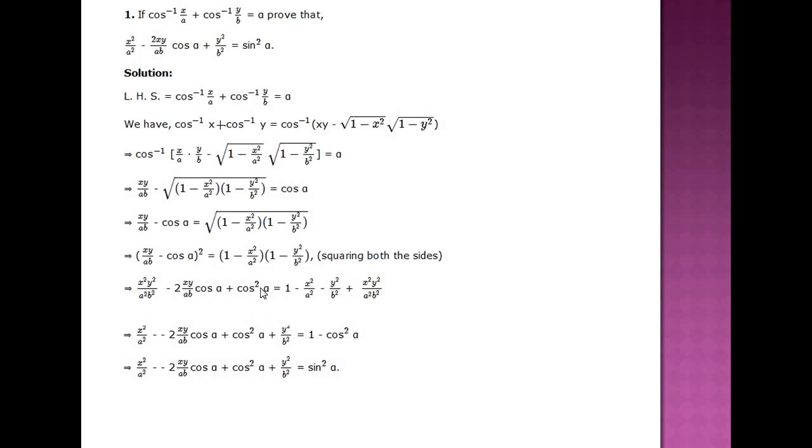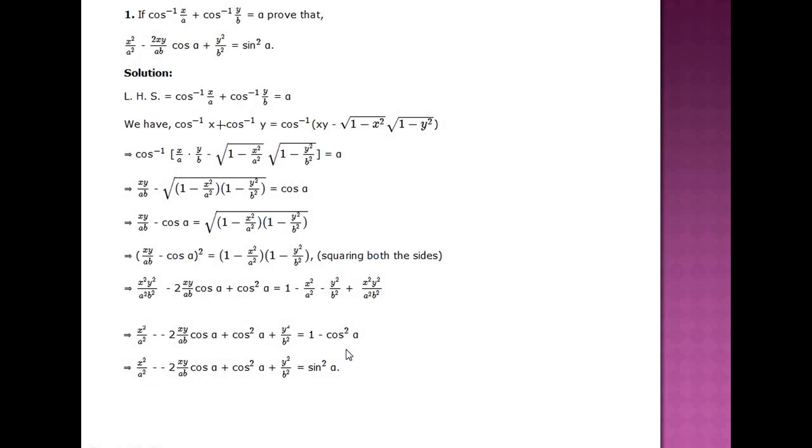On solving further, you can shift this cos square a to that side, so that becomes 1 minus cos square a. Whatever you can simplify, you can simplify further. You will see that this stuff, x square y square over a square b square, will get cancelled. And in order to get sin square, it is very important that I transform this cos square a to that side. So 1 minus cos square a becomes sin square a, and this is how we get the desired result.